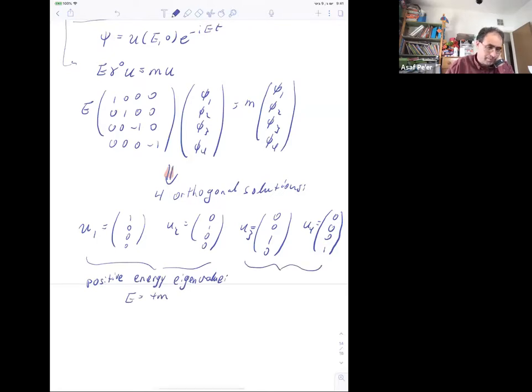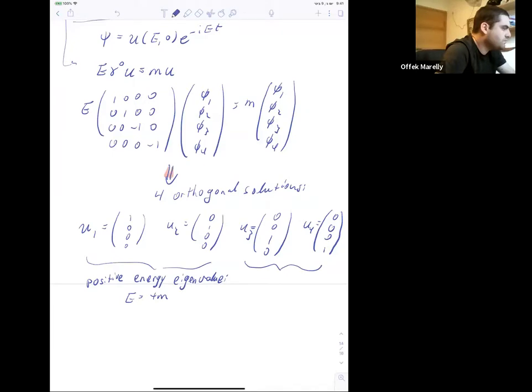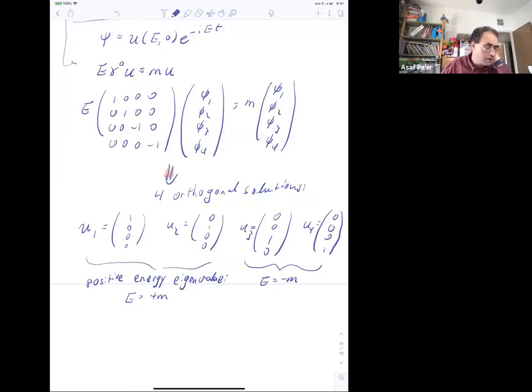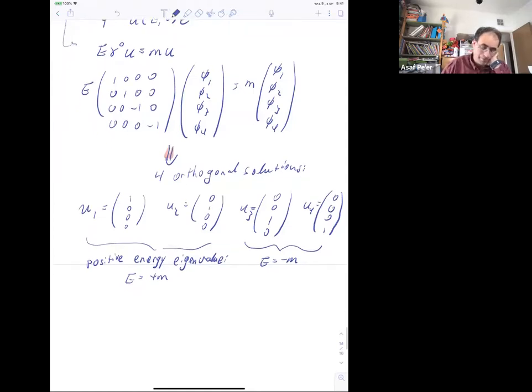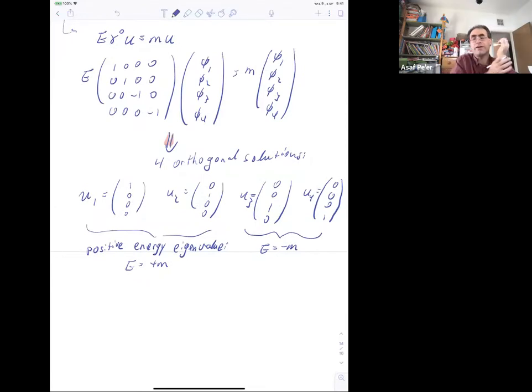What about these 2? Minus M. Minus. These have 2 negative energy eigenvalues. Now remember, we had this Feynman-Stueckelberg interpretation: minus M times T is just M times minus T, which enables us to interpret these negative energy states as really positive energy states of particles that move backward in time. It's an interpretation.